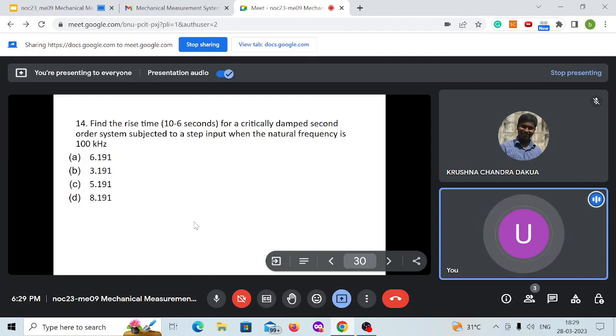Find the rise time, it's 10 power minus 6 seconds, for a critically damped second order system subject to a step input, where the natural frequency is 100 kilohertz. So we need to find the rise time. I'll give you 2-3 minutes to solve.